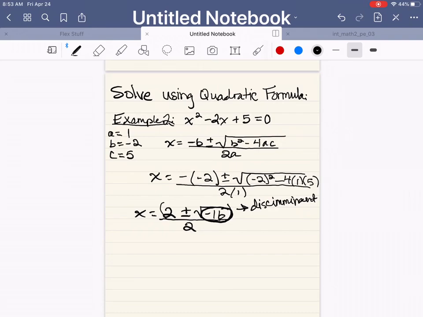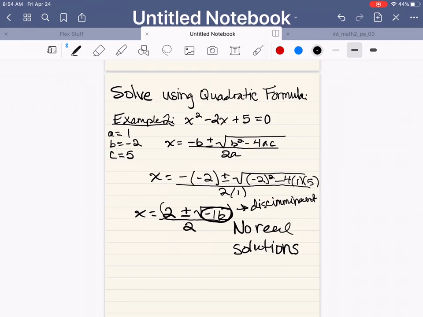If it's positive, like example 1, we're going to have 2 solutions. If it is negative, like this example, it doesn't cross the x-axis, so we actually have no real solutions. And one way to tell that is if you typed radical negative 16 into your calculator, you have to remember the negative, it's going to come up with error and it's not going to work. So that's how we know that this has no real solution.